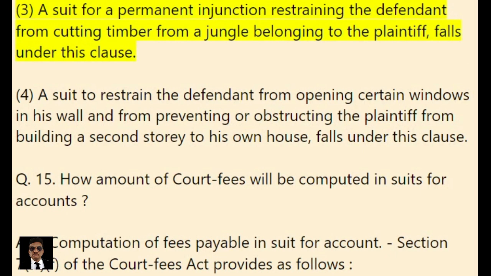3. A suit for a permanent injunction restraining the defendant from cutting timber from a jungle belonging to the plaintiff falls under this clause. 4. A suit to restrain the defendant from opening certain windows in his wall and from preventing or obstructing the plaintiff from building a second story to his own house falls under this clause.